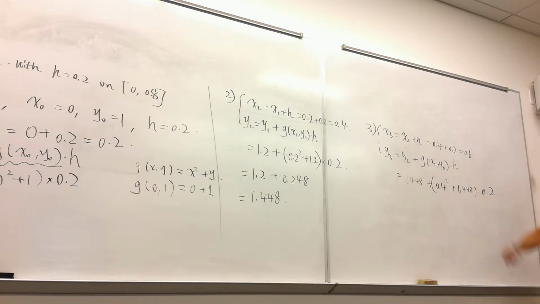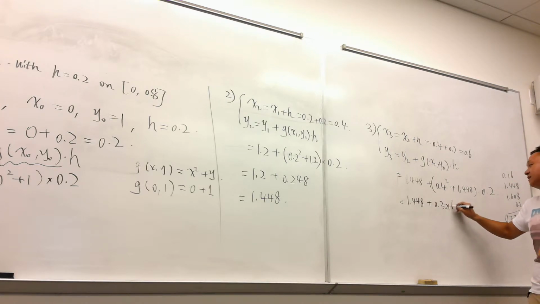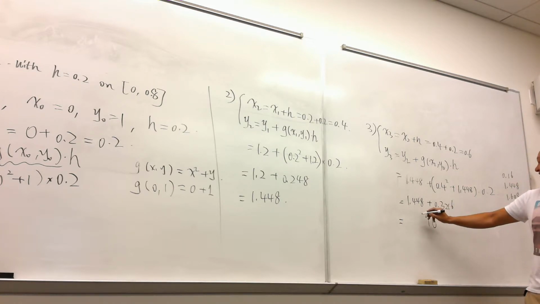All right, so let's do the calculation. 0.4 squared is 0.16, and then plus 1.448. This gives you 1.608, and then multiply 0.2 gives you 0.3216. You can use your calculator. And then 1.448 plus 0.3216 together give you 1.7696. Okay, is that right? I think so. I never make that kind of mistake.